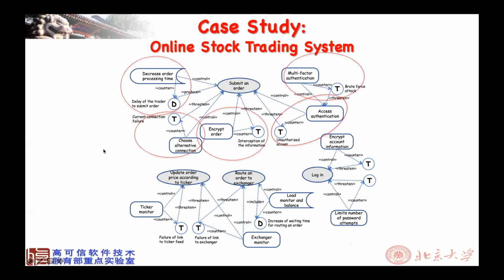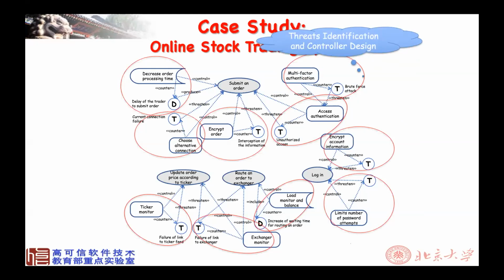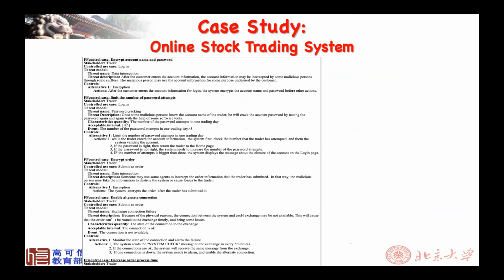So the circle is a pair of the threat and the control case. In each circle, this threat is for design. From the control case, we can also write the control case down using a format similar to the use case. So these are some control cases.